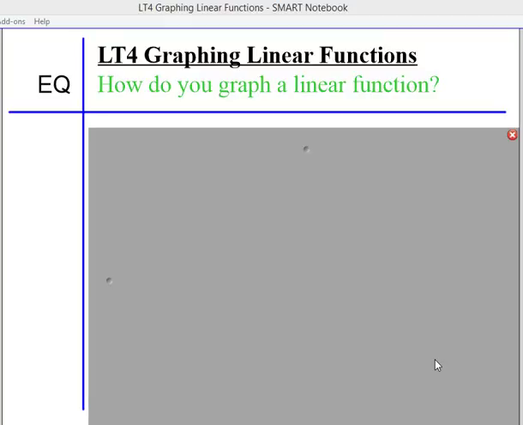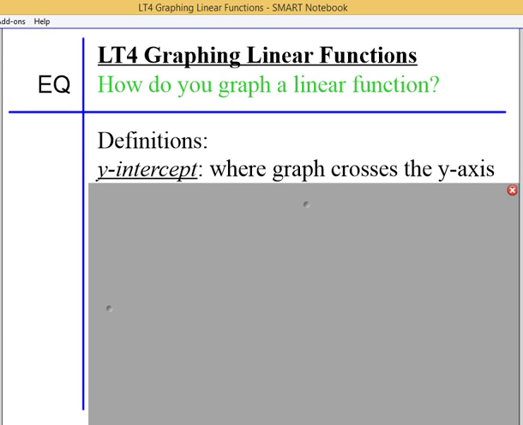This video is going to cover our Unit 1 Learning Target 4. Unit 1's on linear functions, and Learning Target 4 revolves all around the graphing of them. Our EQ this time is going to be, how do you graph a linear function? What are all the pieces and steps that entail the actual graphing of any kind of linear function?